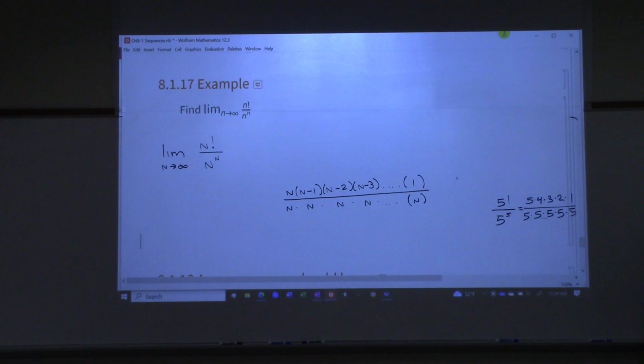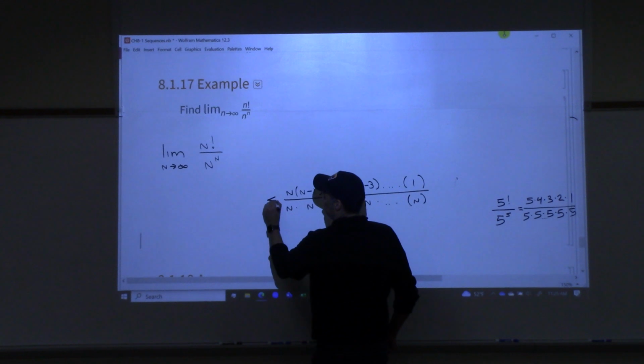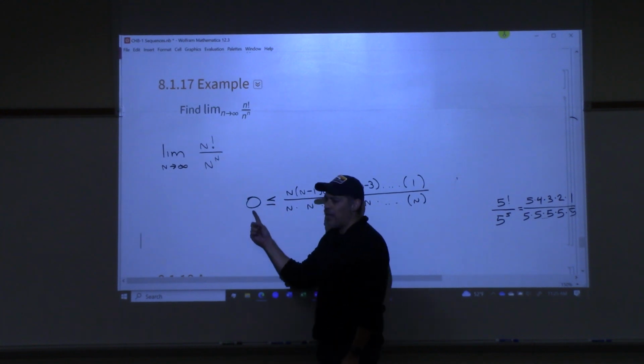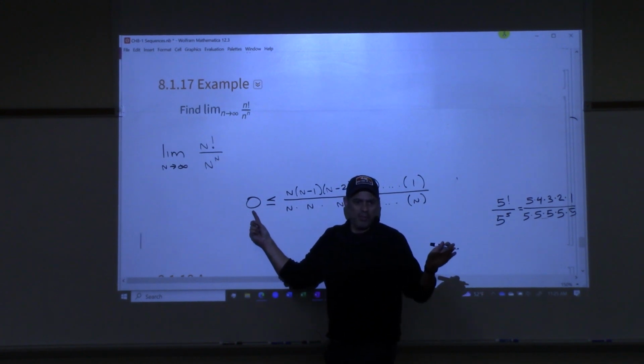Y'all agree with that? I'm going to see if I can squeeze this. I'm going to try squeeze theorem here. So here's one thing I can say for sure. This has got to be greater than or equal to 0. Now, I know that that's not a sequence, but it actually is a sequence. It's the sequence 0, 0, 0, 0, 0, 0, 0, 0, 0. That's just the sequence that always spits out zeros.